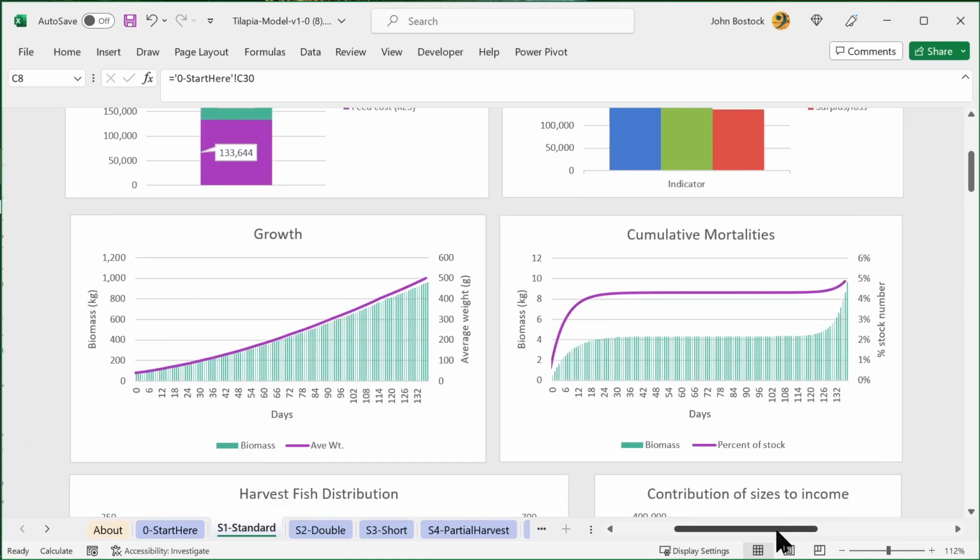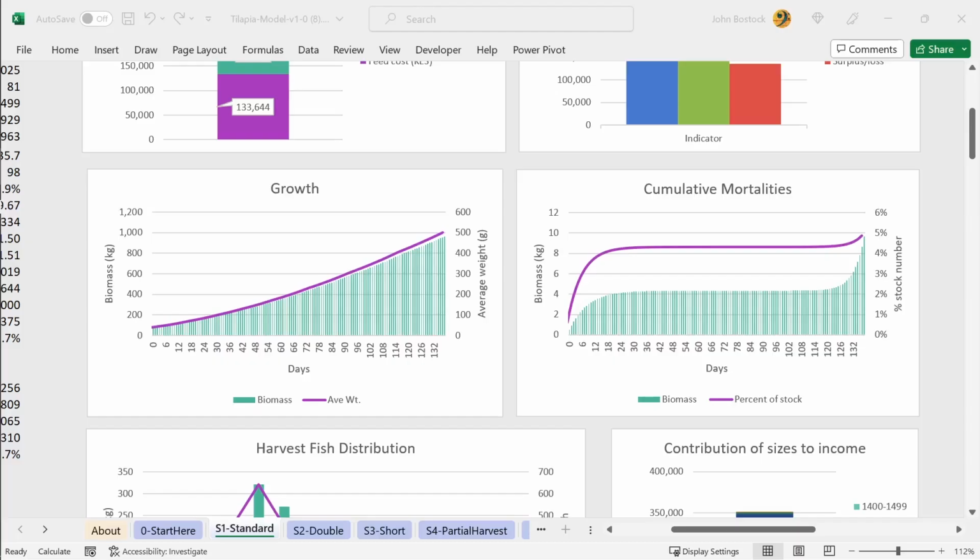Below the summary financial information are the biological performance charts, growth and mortalities. These are both combined charts, with biomass shown as bars with a scale on the left y-axis and the second dependent variable shown as a line with the scale on the right.